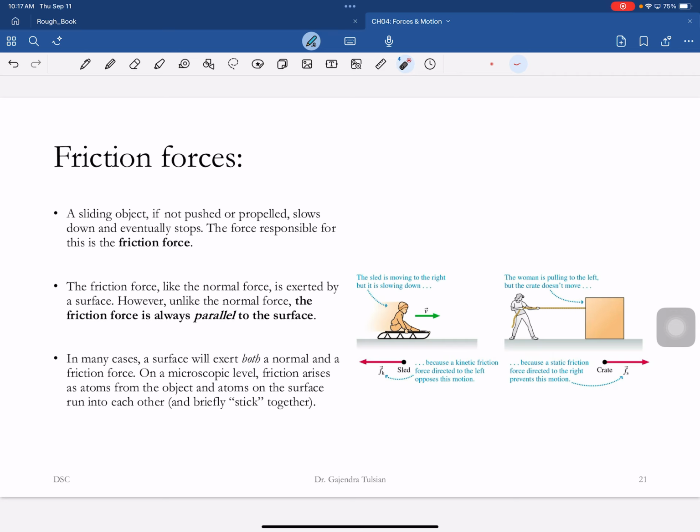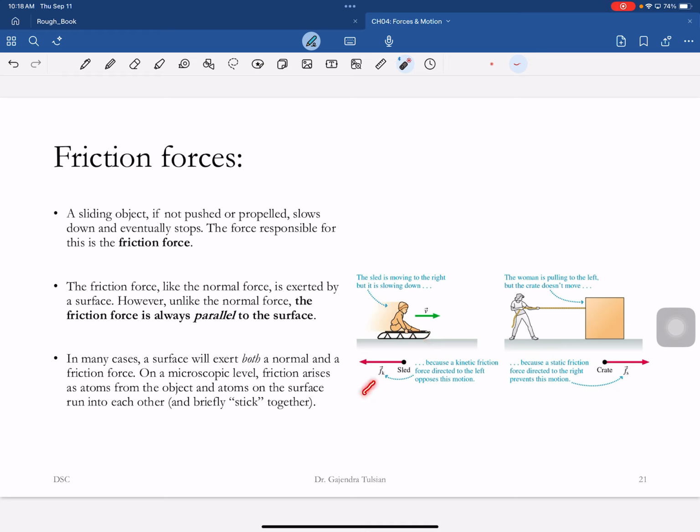So when you press down on it, the normal force increases, so friction force will depend on the normal force. All right, so friction force is always in the opposite direction. Now there are two kinds of friction. When this object is moving, this is called a kinetic friction force.